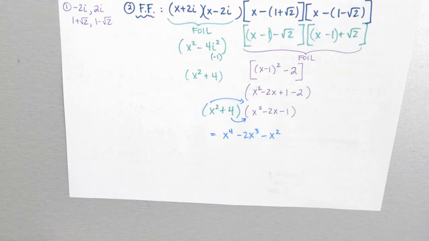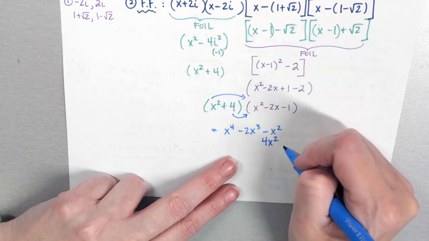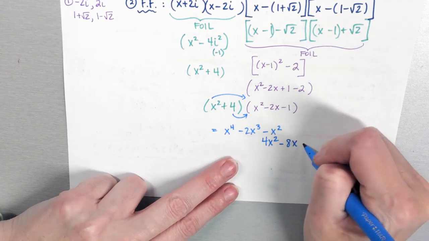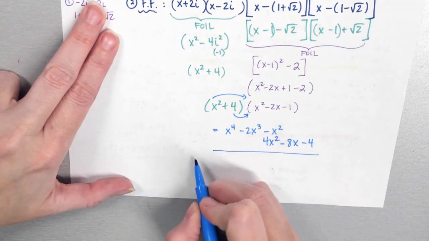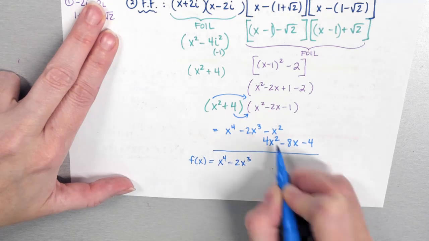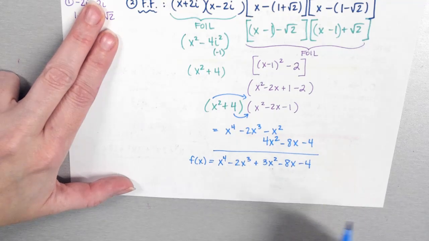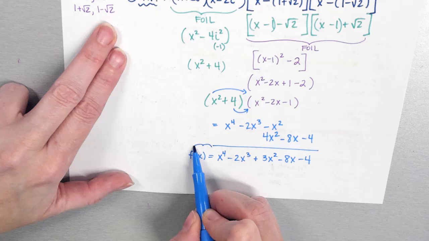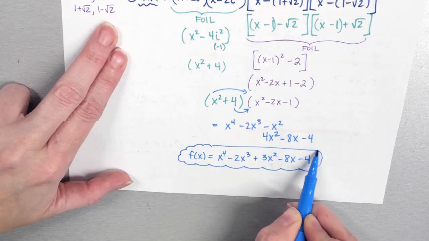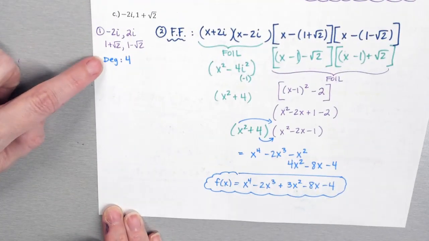Okay, and then distribute the 4, let's line up the terms. So 4 times x squared is 4x squared minus 8x minus 4. Negative 1 plus 4 is going to be 3. Nothing else has our like term. And I had 4 zeros, so my degree should be 4. And I have x to the 4, so that worked out. I have 4 zeros there.